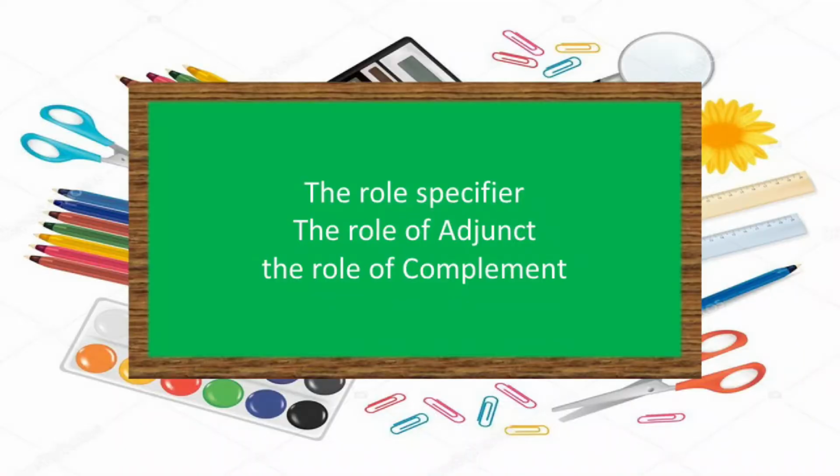So this is the explanation about the X-bar theory. This book provides three basic rules: the first is the rule of specifier, the second is the rule of adjunct, and the last is the rule of complements.